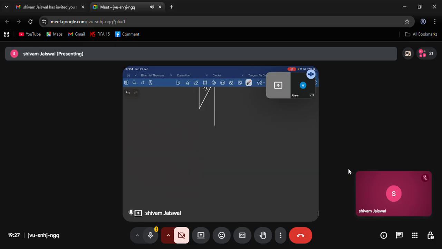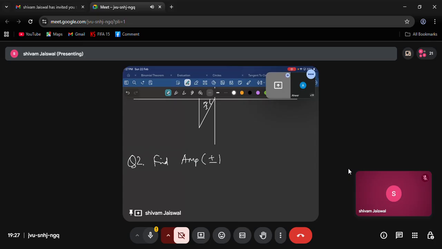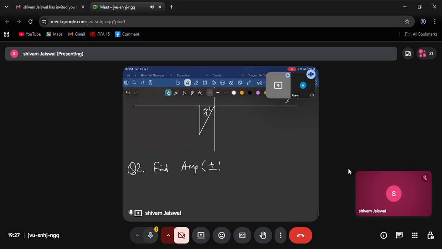Question number 2. Find amplitude of plus minus 1 plus minus root 3 iota. With minus root 3 I have already showed you. So there should be 4 answers. I need 4 answers, everyone. Quickly send.